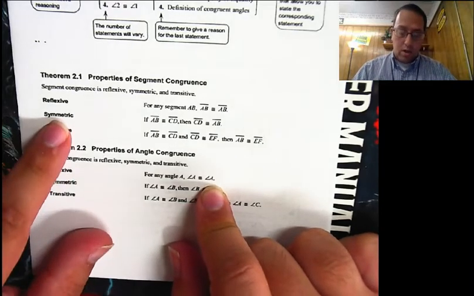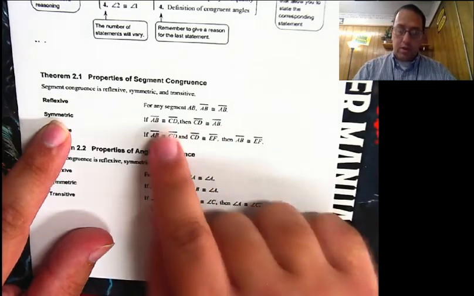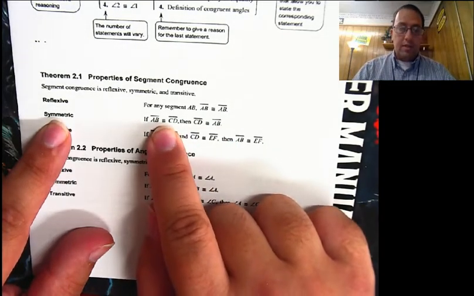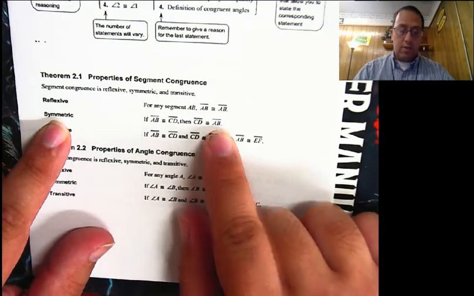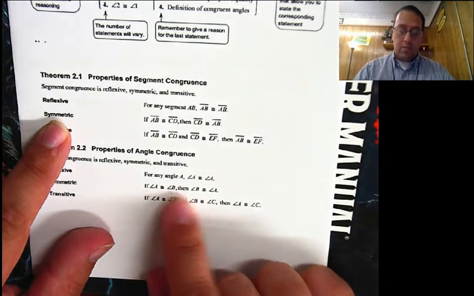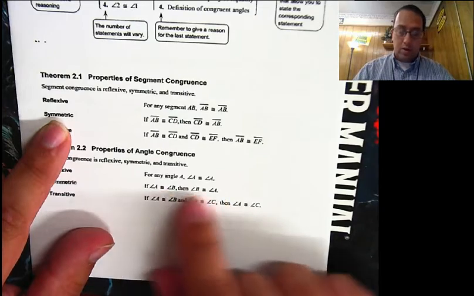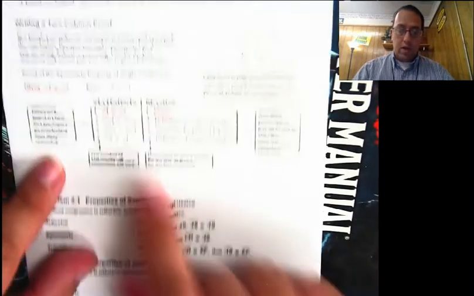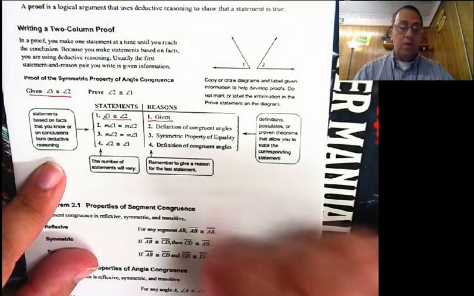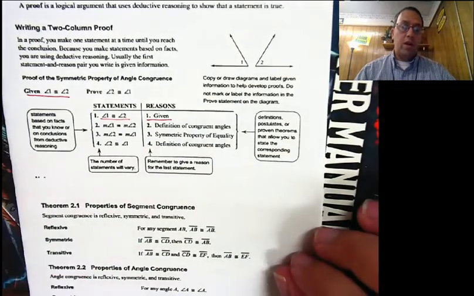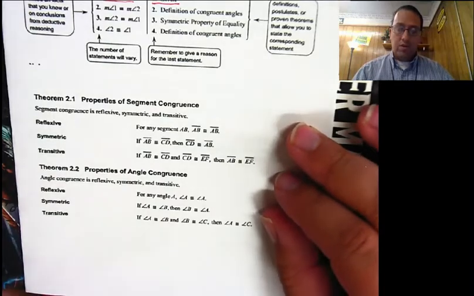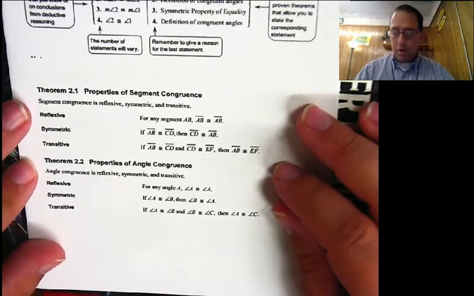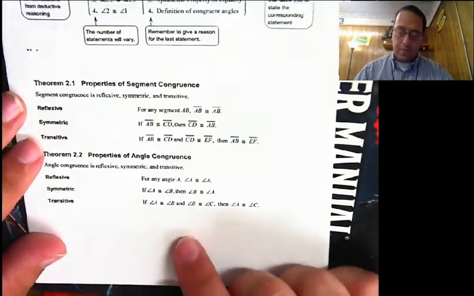Symmetric says if segment AB is congruent to segment CD, then segment CD is congruent to segment AB. Angle A is congruent to angle B, then angle B is congruent to angle A. All this is doing is switching the order around, and over here we have proven that this works. Based on other properties, other things that we know are true, we have proven that angle congruence works. We could do the same thing for segment congruence. It would look almost exactly the same.